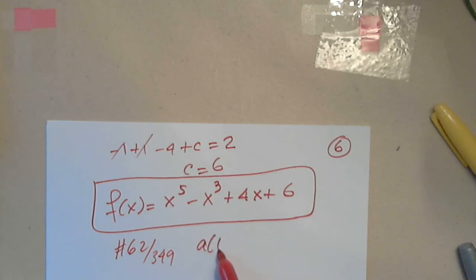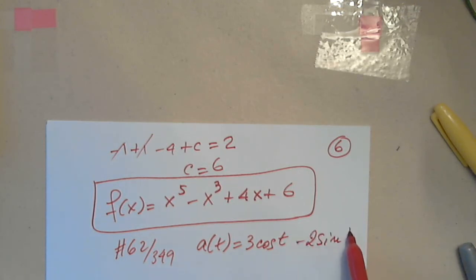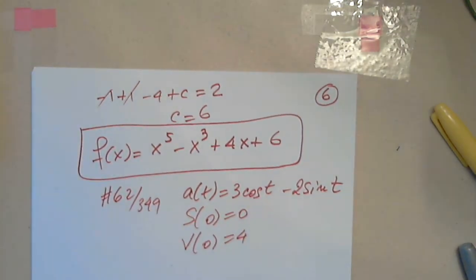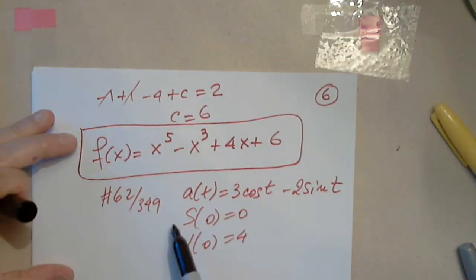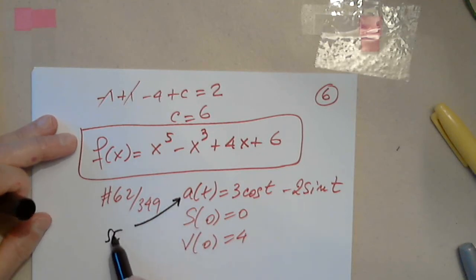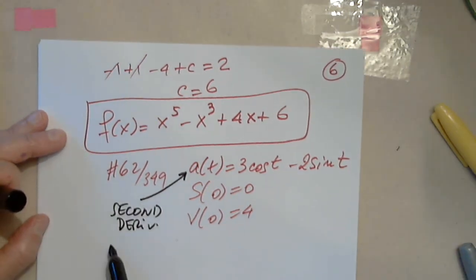We are given the acceleration as a function of t, 3 cosine t minus 2 sine t. And we are told that s of 0 is 0 and v of 0 is 4. A particle is moving with the given data. Find the position of the particle. Okay. I am given the second derivative. I'm asked to find the function.